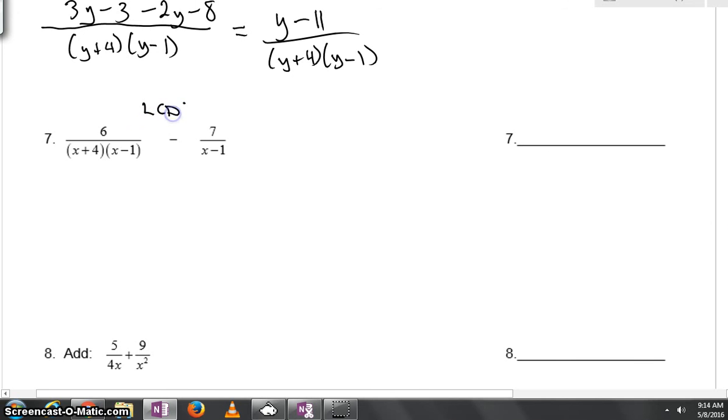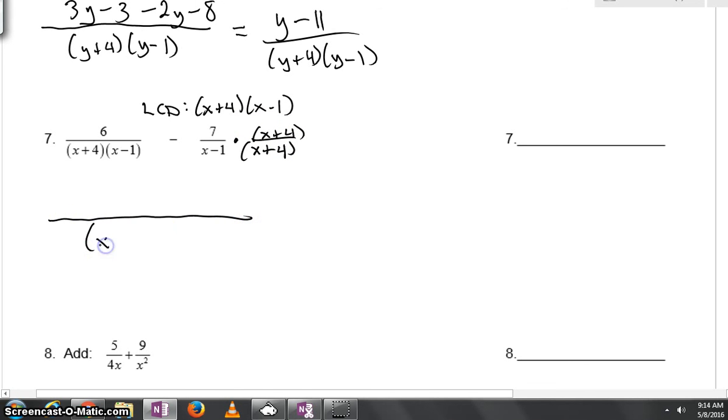LCD. Look at your first fraction. Your denominator is x plus 4, x minus 1. Your second fraction already has a x minus 1. We don't have to write it down again. What you're going to see is the first fraction's okay. We don't have to change anything. The second fraction, however, is missing x plus 4. So I'm going to write x plus 4 on the top, x plus 4 on the bottom.